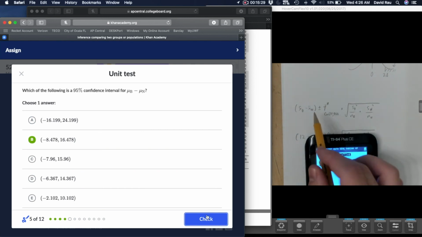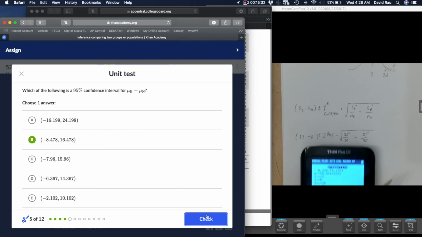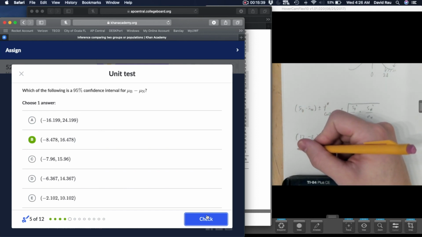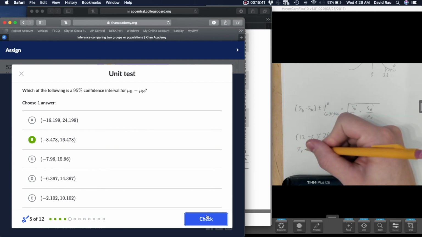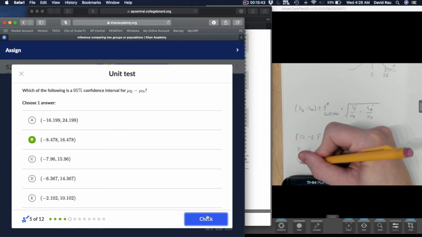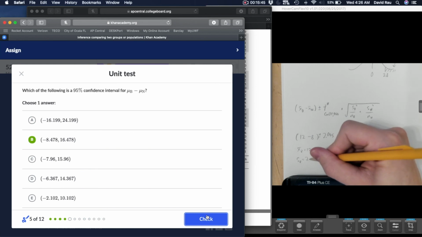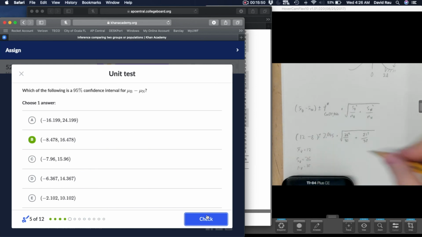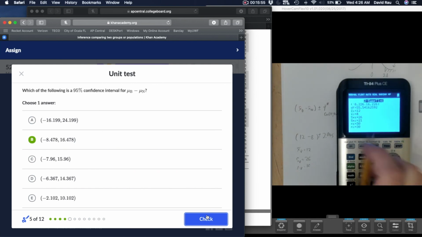Obviously, if you went by hand, you're going to see that. But if you're going to say you used your TI-84, make sure you explicitly write, x bar of B was 12, s of B was 26, and n of B was 30, and all that stuff, and then say input into TI-84, two-sample t interval, and then just write down your answer, and you're done.